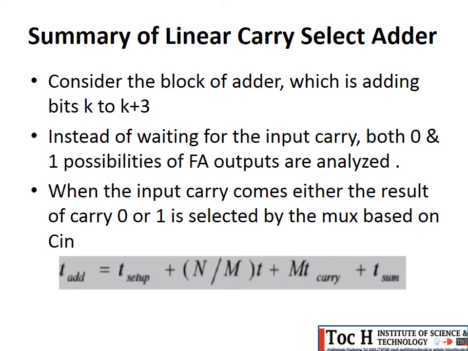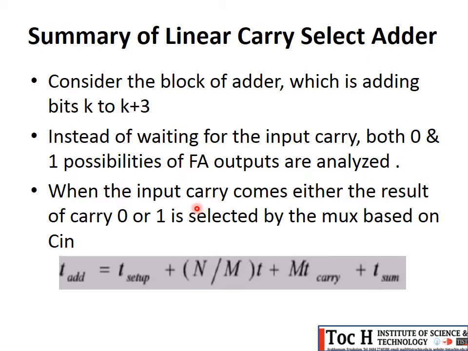Consider the block of adder which is adding the bits k to k plus 3. So that is what is actually shown here. Instead of waiting for the arrival of the output carry of bit k minus 1, both 0 and 1 possibilities are analyzed. Possibilities of full adder outputs are analyzed. When the input carry, that means C0, k minus 1, comes, either the result of the 0 or 1 path is selected by the mux.